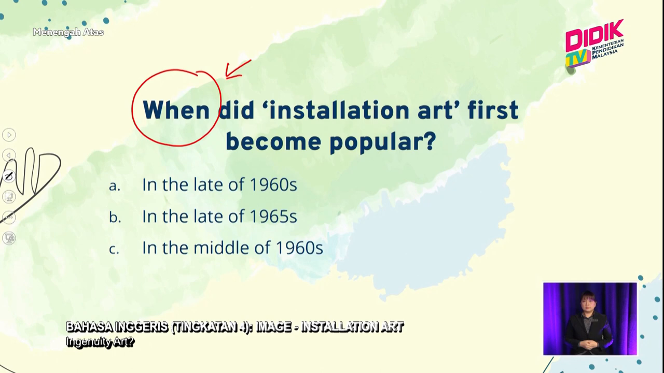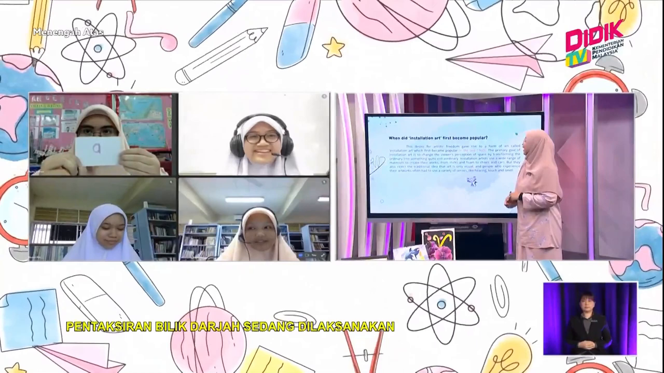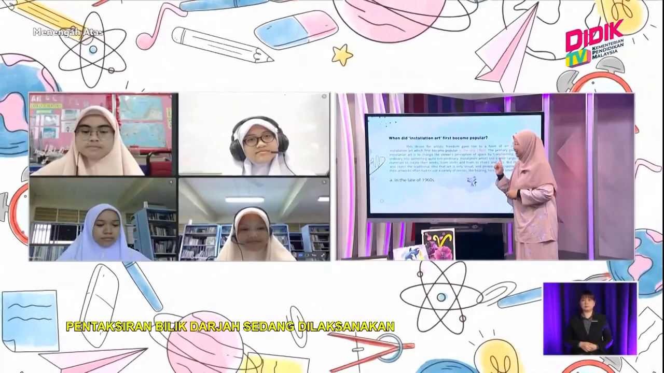I believe Ayn has her answer just now. Everyone else? Okay, A. Everyone say A. So let's take a look. When we know the question is when, in Malay we call it bila. So directly we know the question. When we look at the text, there's only one date here, the one year, which is the late 1960s. So you can get the answer straight away. So the answer is correct, everybody. In the late 1960s. So everyone should get one more pen.